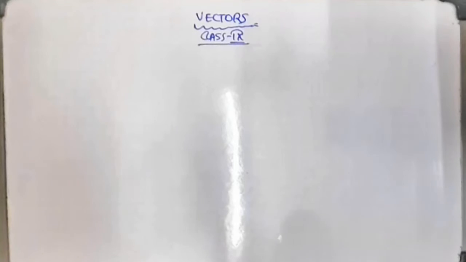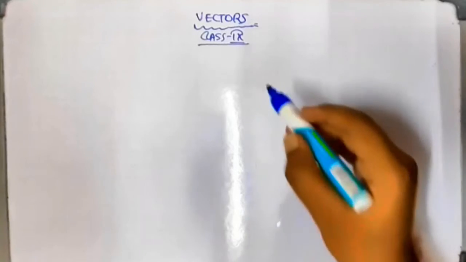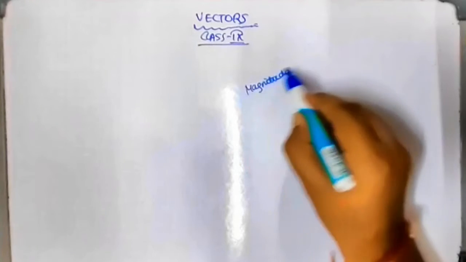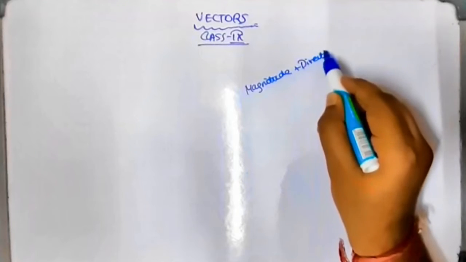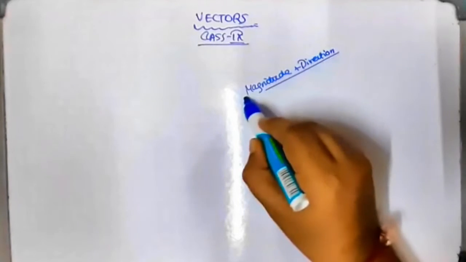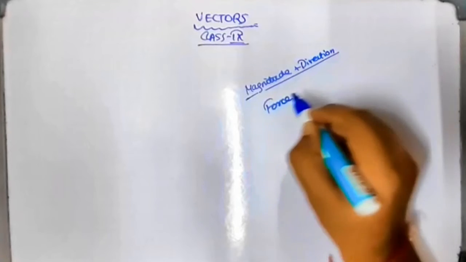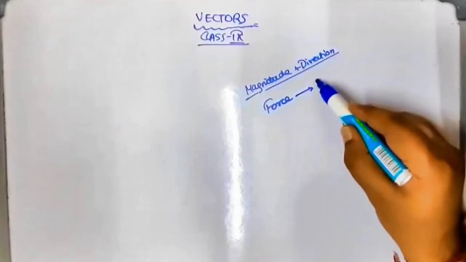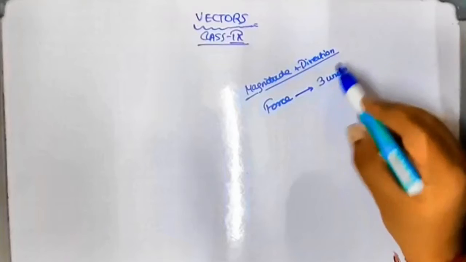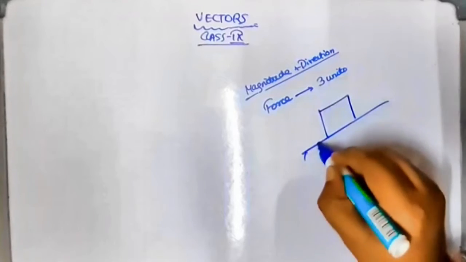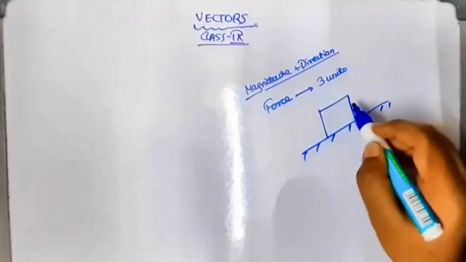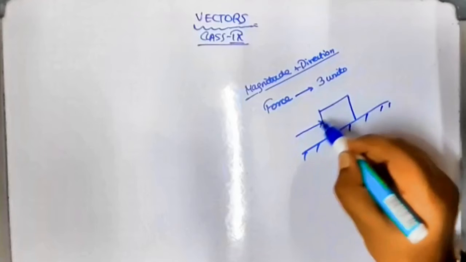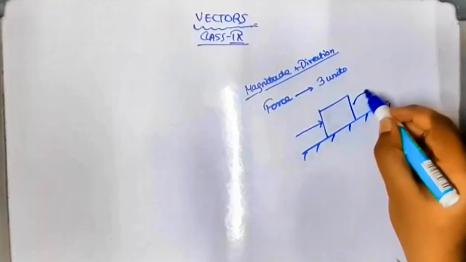Okay, so what is a vector? There are some quantities in nature which require both magnitude and direction to be specific. For example, if I tell you about force, let's say I apply a force of 3 units on a certain body. Let's say a body is there, this is the floor, and I apply a force of 3 units. But you have to tell me in which direction I am applying the force, because if I apply the force from this direction, the body is expected to move in this direction.